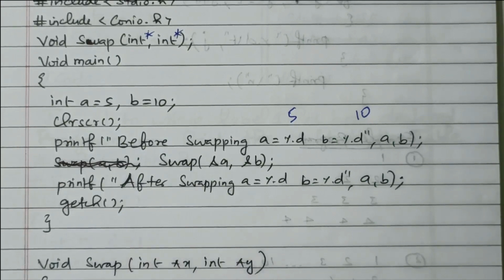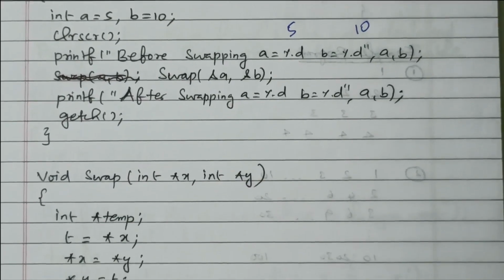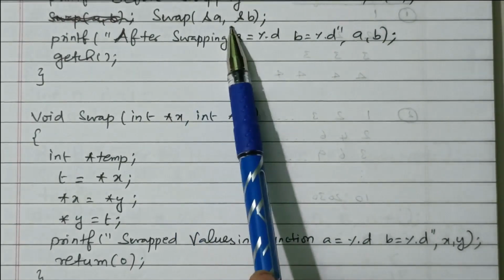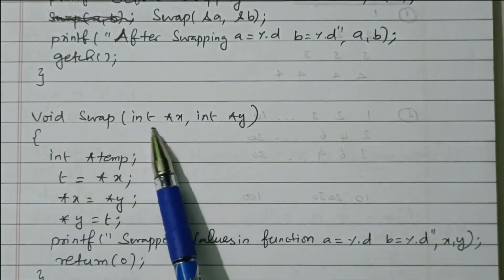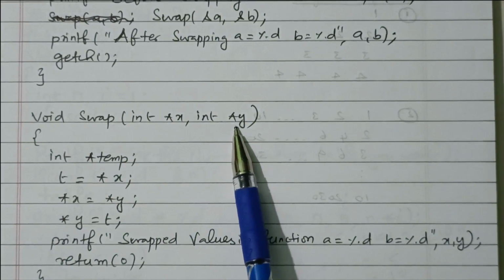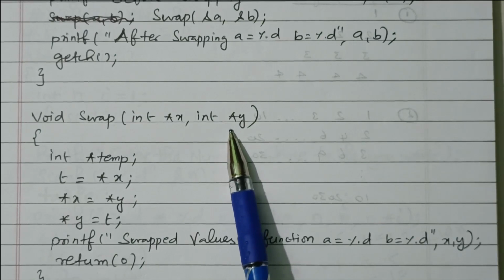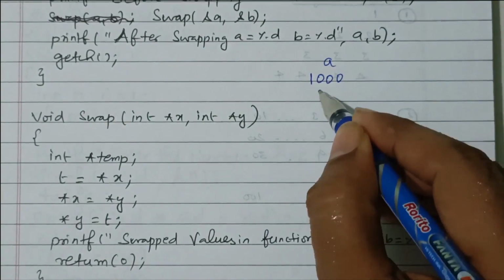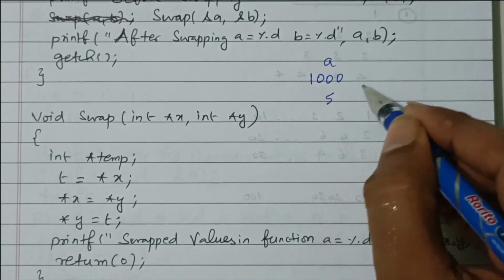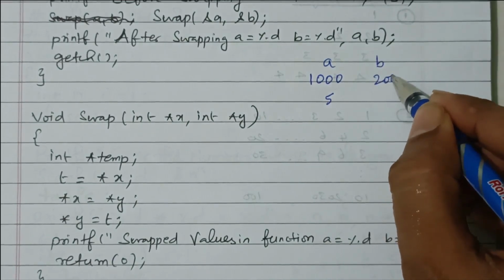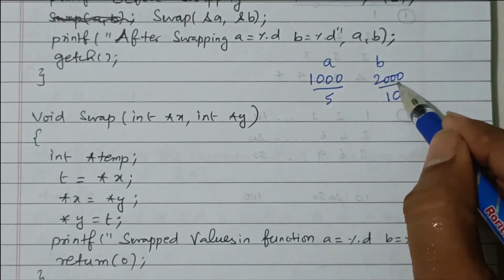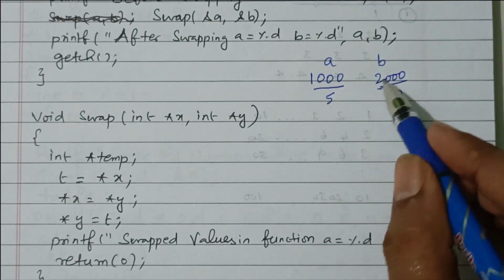Now the control will go to the function swap. It will go to the function definition, right? From here, swap a b, the control will transfer to here. See here, integer star x, integer star y. These are pointer variables. They will access the variables available in the addresses, right? For example, a is stored in the address 1000 with the value 5, and b is stored in the address 2000, the value is 10. Now we are sending this address, not the variable. Directly we are sending the address.